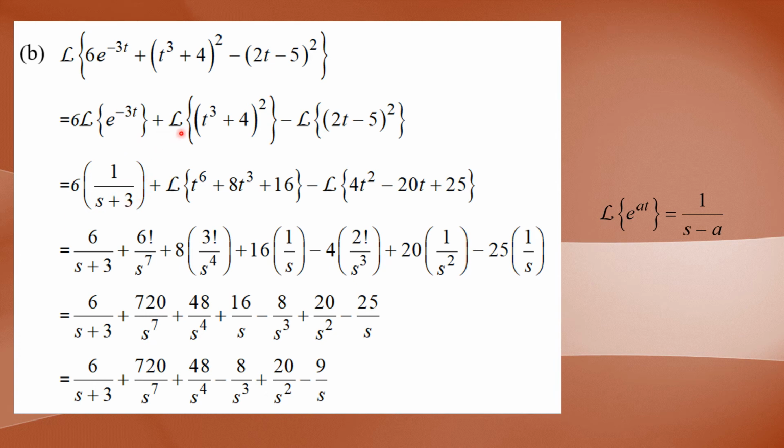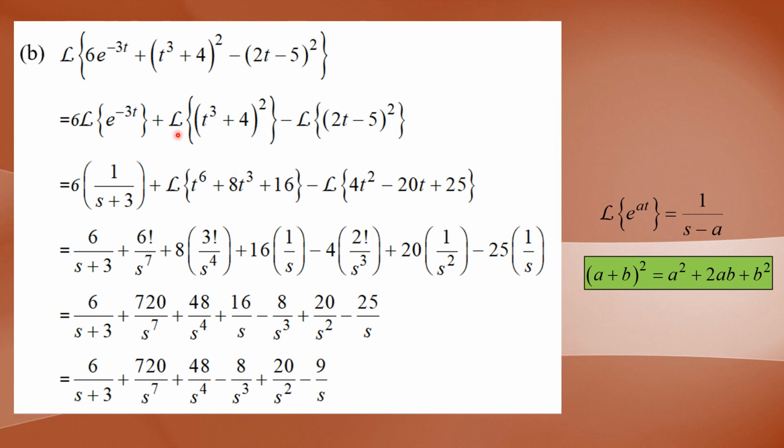Plus the Laplace transform of (t cubed plus 4) squared. To square this function, we can take t cubed plus 4 multiplied by t cubed plus 4 and multiply term by term to get this expression. Another approach is to apply the formula (a plus b) squared, where a is t cubed and b is 4. So a squared, meaning you square the t cubed, t cubed squared is t to the power of 6. 2ab, 2 times t cubed times 4, gives 8t cubed, plus b squared, b is 4, so 4 squared is 16.